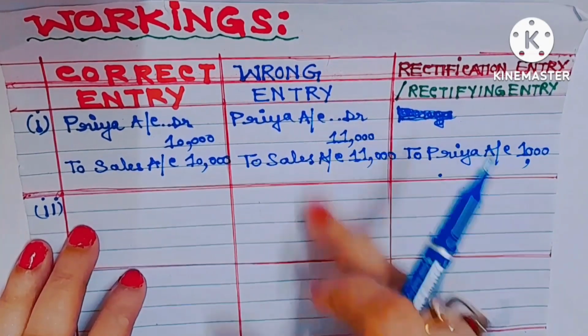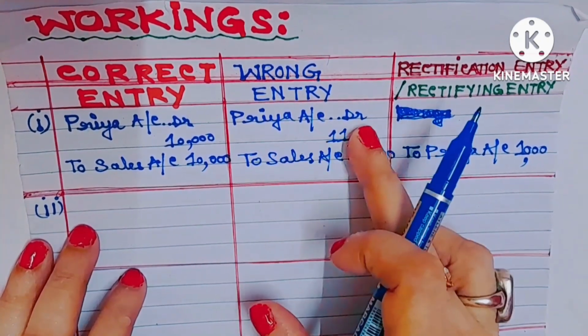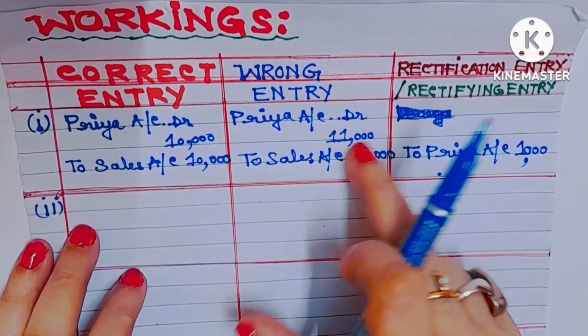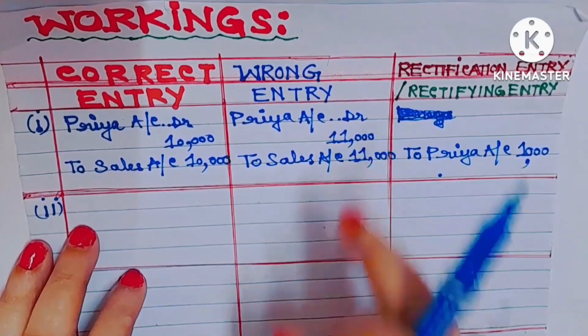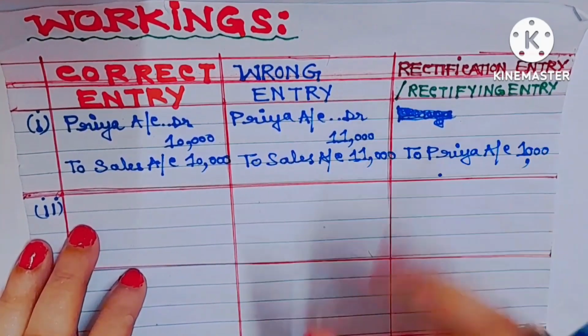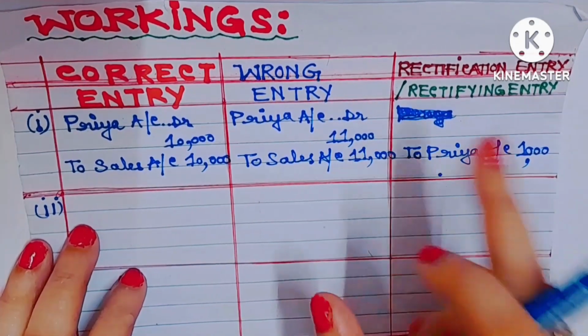Then the wrong entry will be rectified. What is the wrong entry? Priya account debit is correct. Journal entry is correct, but the amount is wrong, 11,000. Instead of 10,000, they have wrongly recorded 11,000. The amount 11,000 minus 10,000, 1,000 has been wrongly recorded more. So 1,000 we have to decrease.